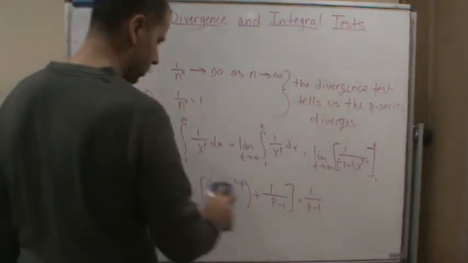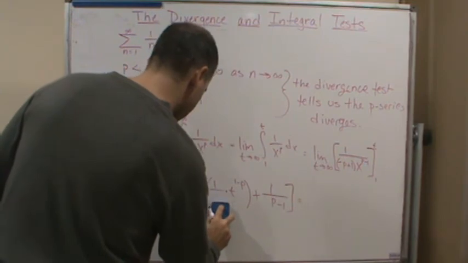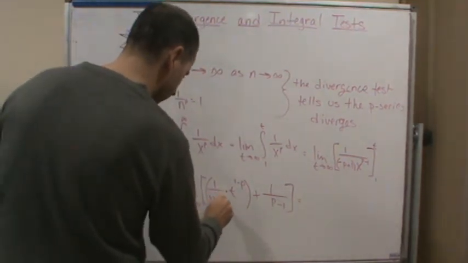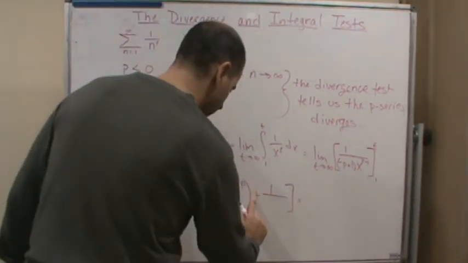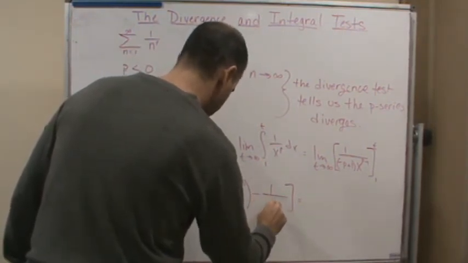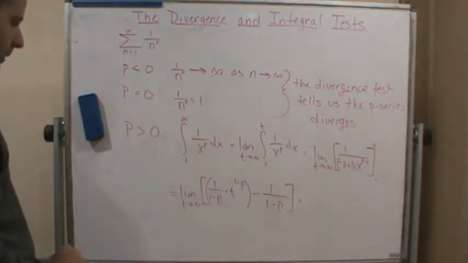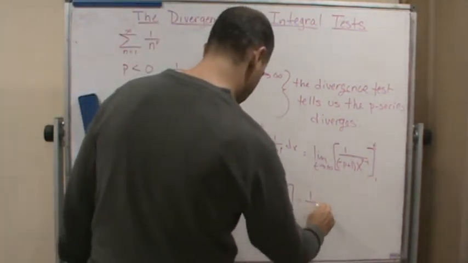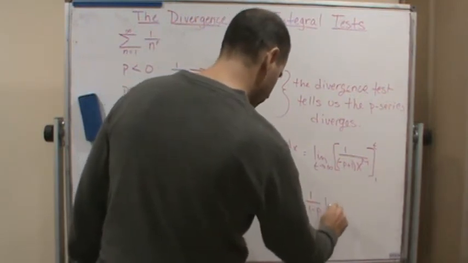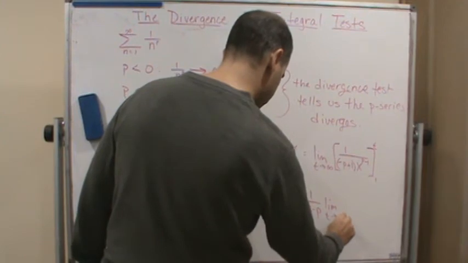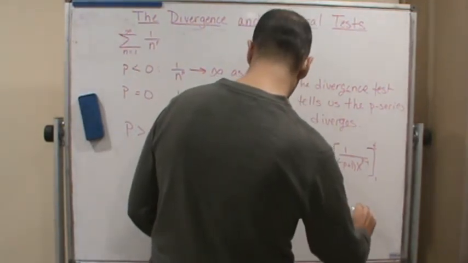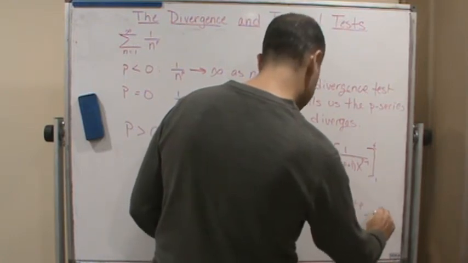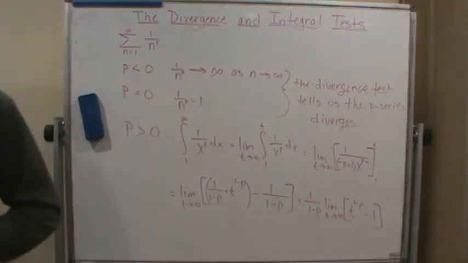Or wait, actually, let's do this, because this is just the same as 1 minus p. And this is just the same as minus 1 minus p. And so let's factor out a 1 over 1 minus p. And this is going to be the limit as t approaches infinity. What's left over is going to be the limit of t to the 1 minus p, minus 1. Okay, so now that's what we have.